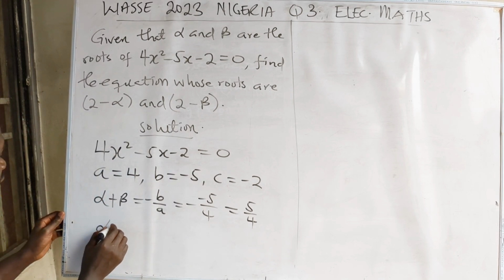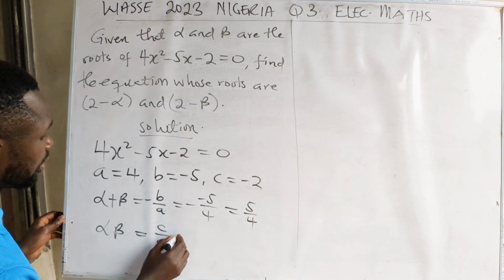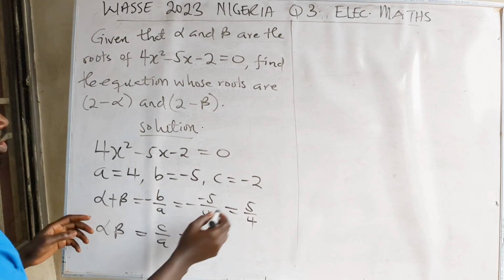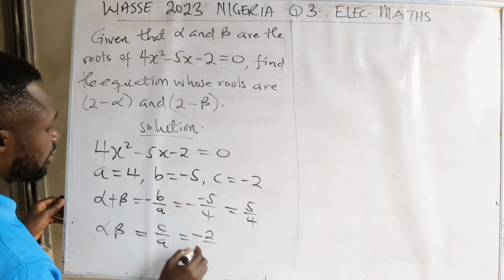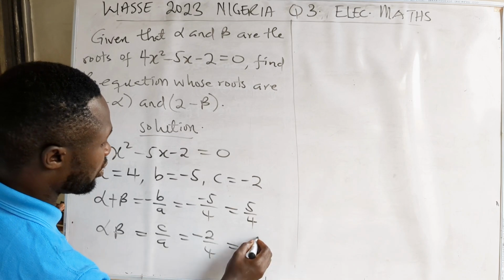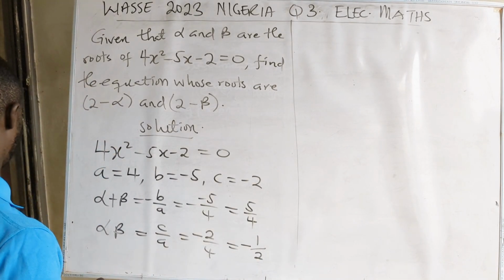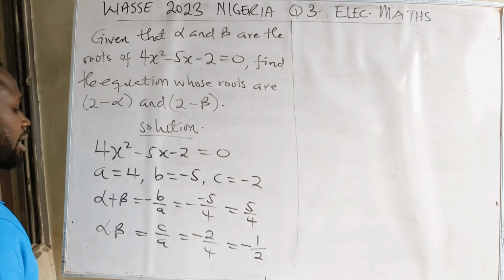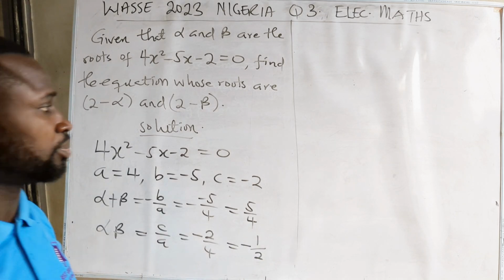And what about alpha beta? That is the product. The product will be c on a. What is the c on a? c is negative 2, so negative 2 on a, which is 4. So negative 2 on 4 will give me negative 1 on 2. So what it means here is that my alpha beta is negative 1 on 2.